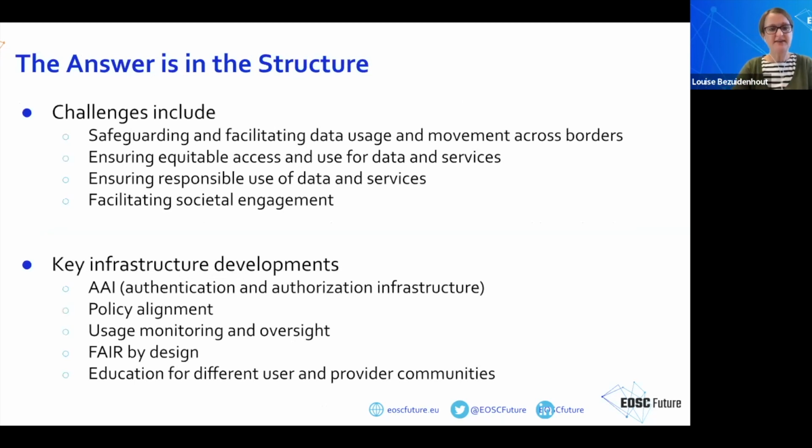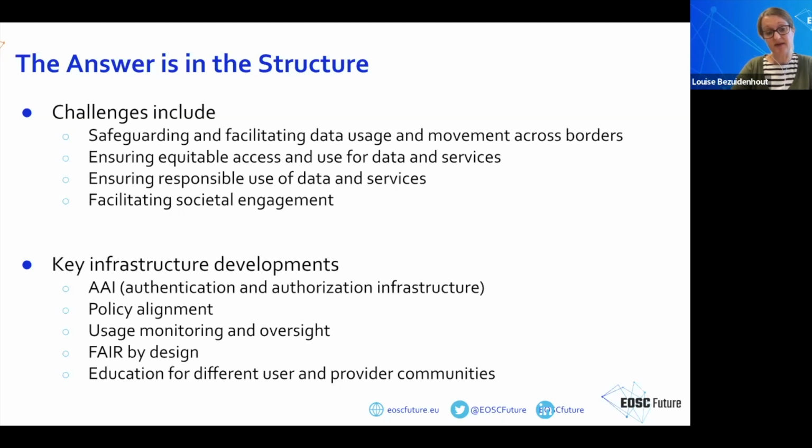So when thinking about ethics and EOSC, I would like you to really recognize that the answer is really in the structure. So EOSC recognizes that there are challenges such as safeguarding and facilitating data usage and movement across borders, ensuring equitable access and use of data and services, ensuring responsible use of data and services, and facilitating societal engagement. However, these challenges are hoped to be addressed by key infrastructural developments within EOSC.